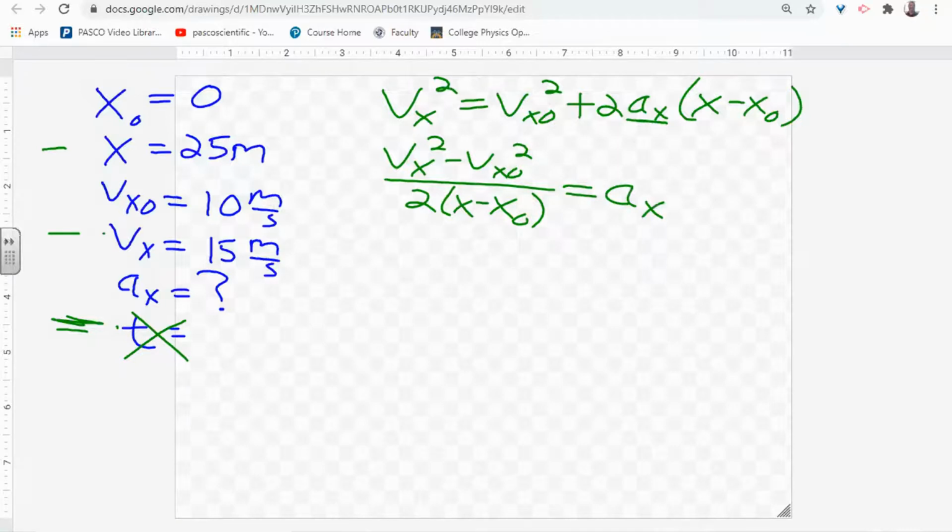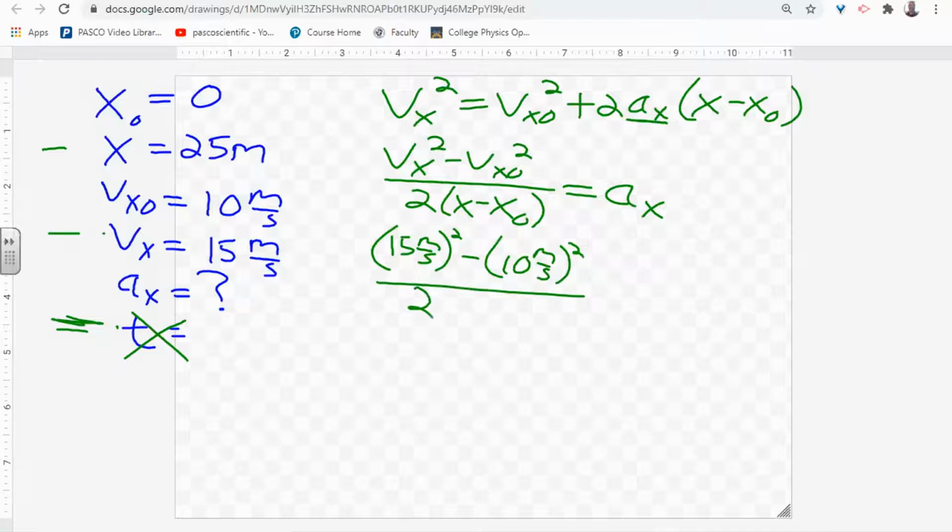So now I've solved for acceleration. Now I can plug some numbers in. My final velocity was 15 meters per second, and that quantity squared, minus 10 meters per second, and that quantity squared, divided by 2 times x minus x naught. Well, x minus x naught is 25 meters.